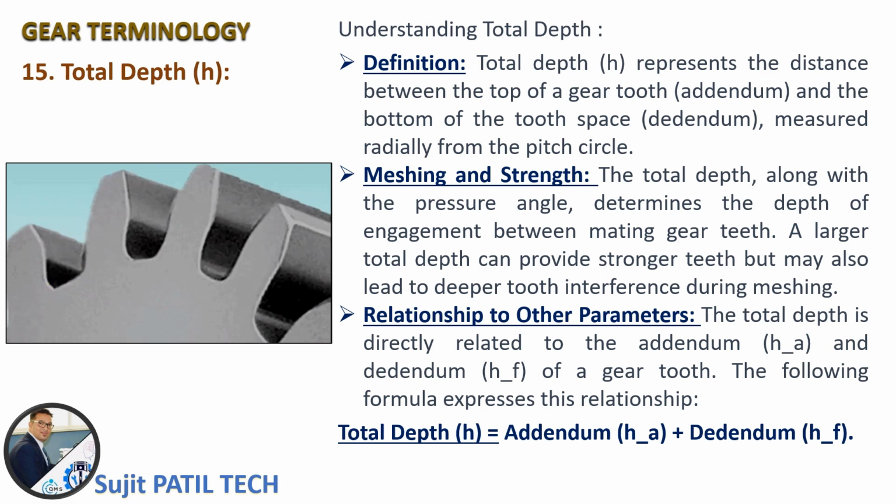Relationship to other parameters. The total depth is directly related to the addendum H_A and dedendum H_F of a gear tooth. The following formula expresses this relationship. Total depth, H, is equal to addendum H_A plus dedendum H_F.